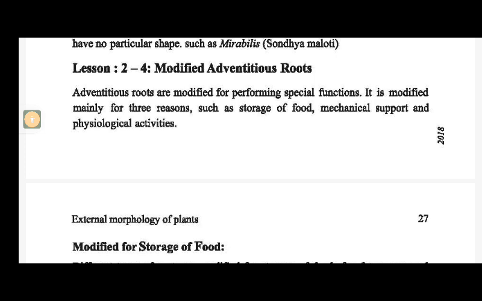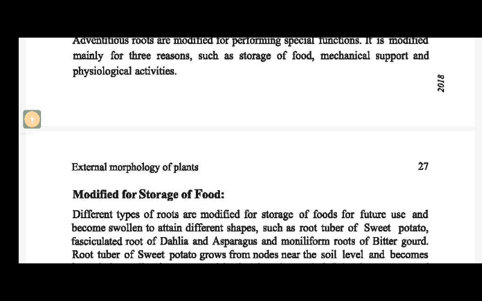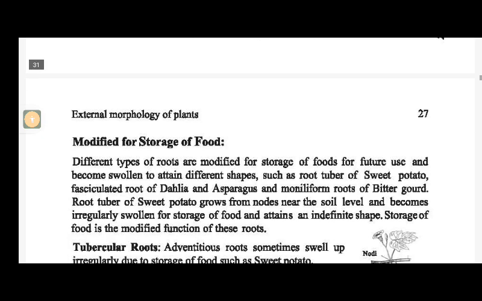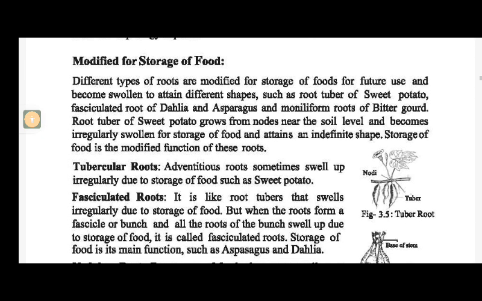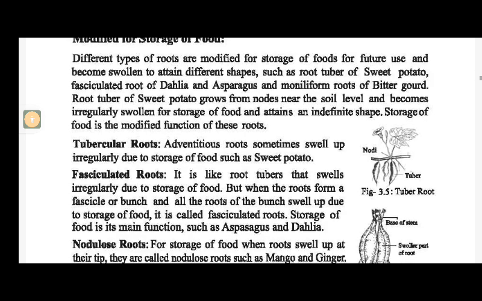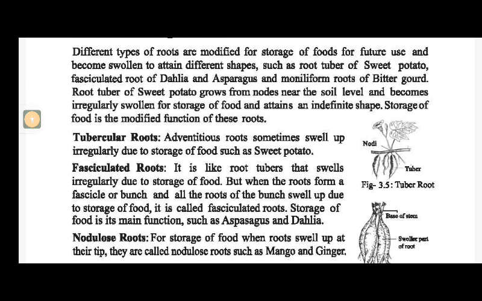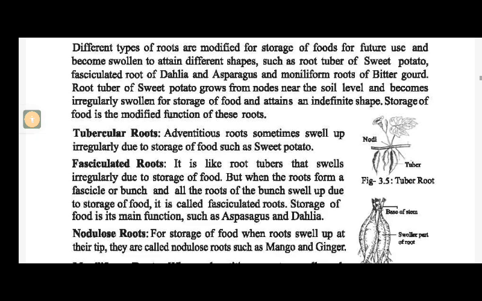Lesson 2 to 4: Modified adventitious root. Adventitious roots are modified for performing special functions. They are modified mainly for 3 reasons, such as storage of food, mechanical support and physiological activities. Modified for storage of food. Different types of roots are modified for storage of food for future use and become swollen to attain different shapes, such as root tuber of sweet potato, fasciculated root of dahlia and asparagus, and moniliform root of bitter gourd.